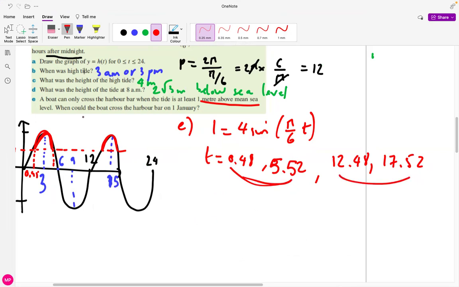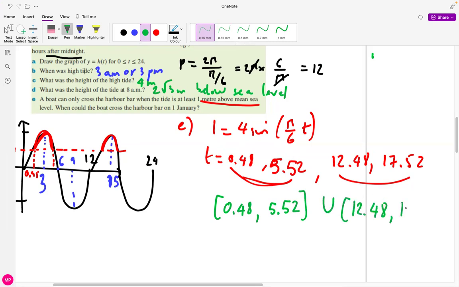Okay, so when could the boat cross the harbor? So they can cross the harbor at the time intervals, and you can include that: 0.48 to 5.52, or 12.48 to 17.52. Okay, that's the t value.